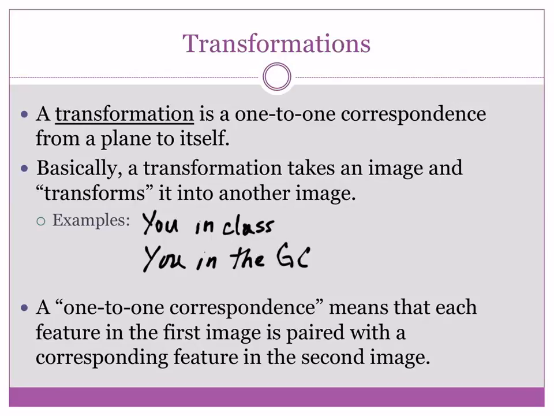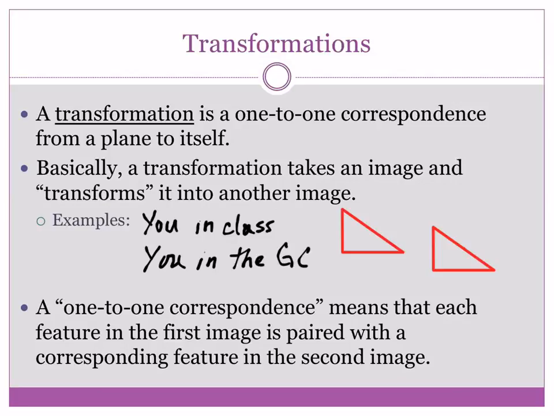A one-to-one correspondence means that each feature in the first image is paired up with a corresponding feature in the second image. So let's say, for instance, you had a triangle. Okay? So you have this triangle. I need more space. Let me do it up here. Okay, here's my triangle. I tried to draw it so that the sides look like they're all different. And you take this triangle and you move it. That would be a transformation.